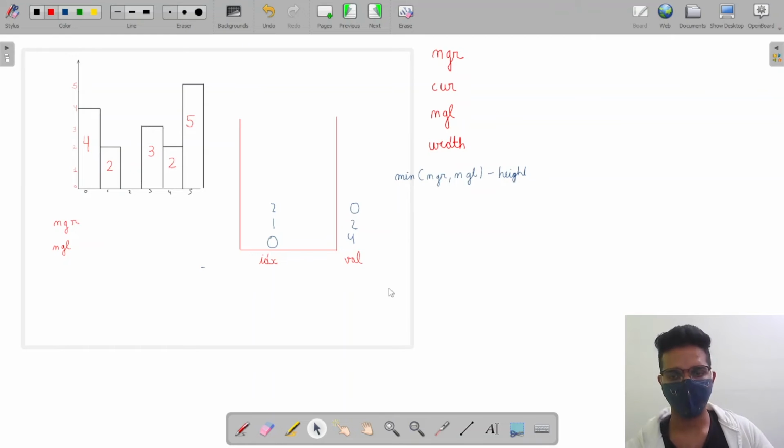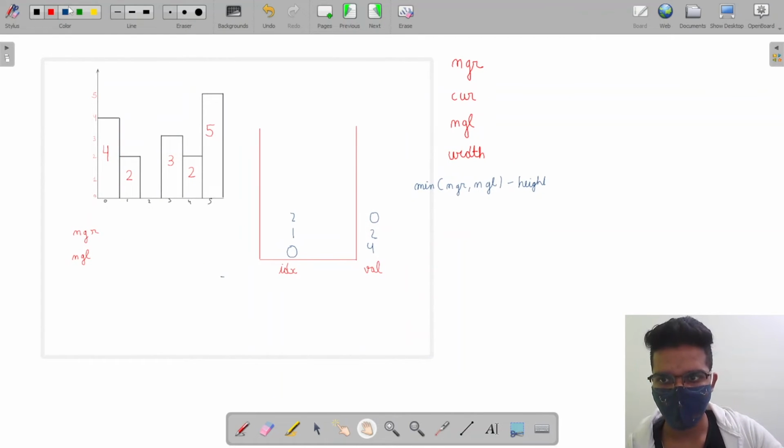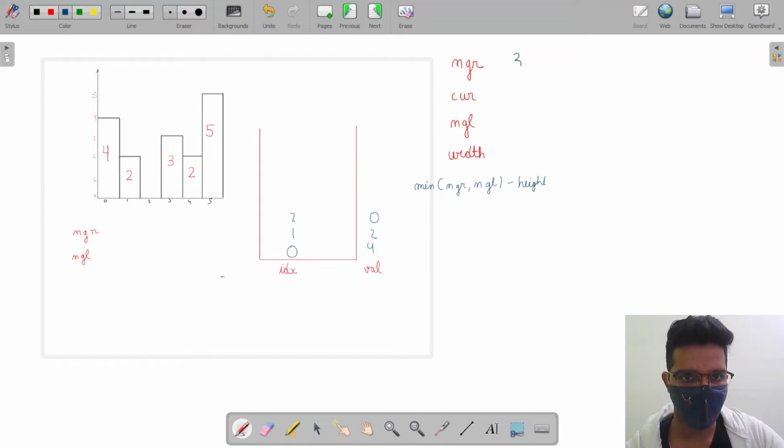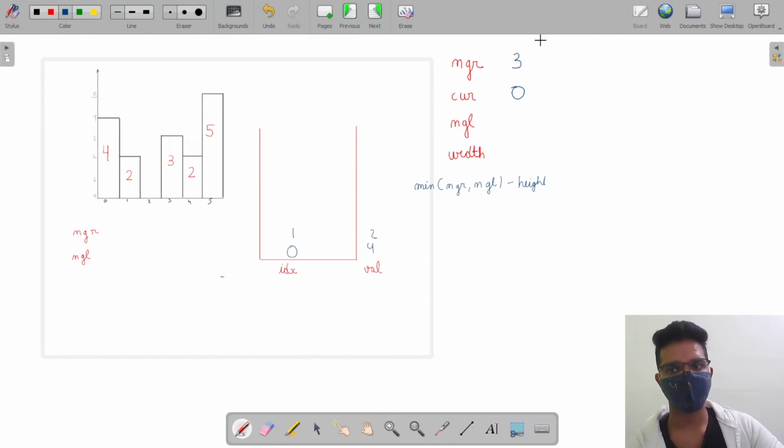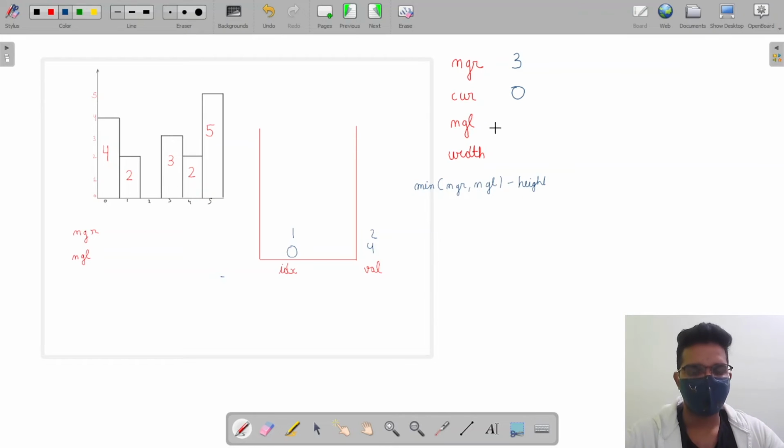So now let's do it. As we discovered, the next greater right is 3, and for what? For the top value of the stack. So we are going to pop this, we are going to pop the 0th value. Also, we store our indexes, I want to tell you that. And the next greater left will be the top element of your stack. I'm writing the value here, but we know that we are storing indexes. So the value is 2.